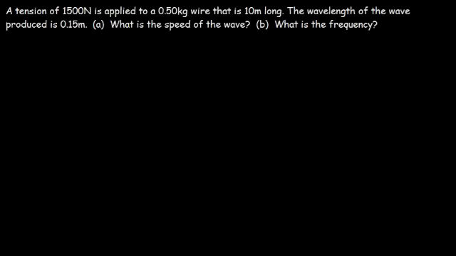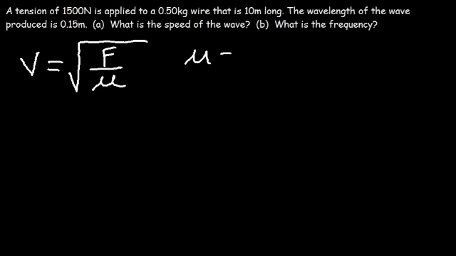Let's work on some problems. A tension of 1500 newtons is applied to a 0.5 kilogram wire that is 10 meters long. And we're given the wavelength as well. What is the speed of the wave? Well, we know that we could find the speed of the wave using this equation. It's the square root of the tension force divided by the linear density. So let's find the linear density first, which is mass divided by the length of the wire.